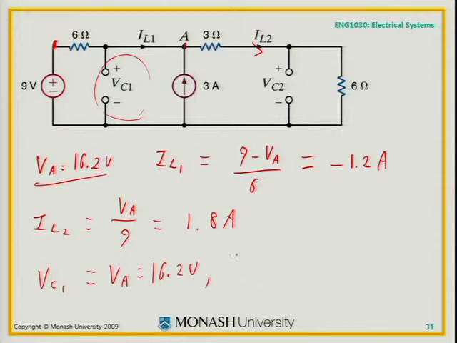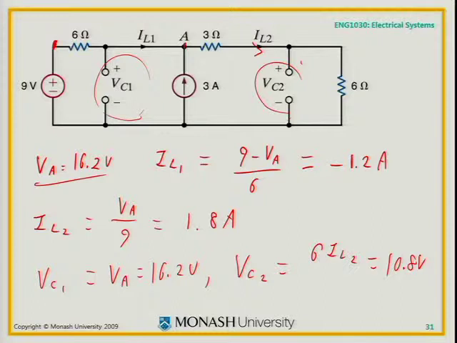What about VC2? This voltage here. 6 ohms times IL2, which will equal 10.8 volts. So classic circuit analysis, find the node voltages. All the other currents and voltages are relatively easy to find. I've got my currents through my inductors. I know the voltage sitting across the capacitor plates in steady state.